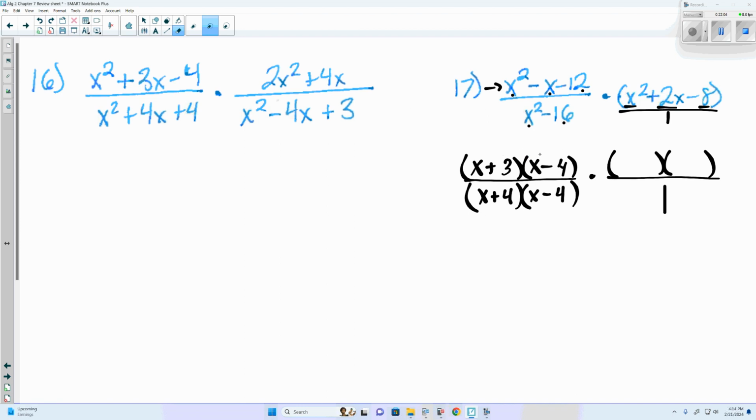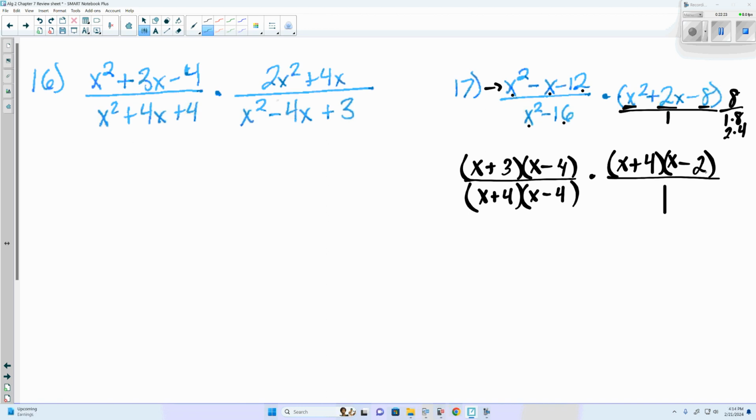So we get this set up here. Now we still need to factor the x squared plus 2x minus 8. Since the third term is negative, our signs are opposite. Only factors of x squared are x and x. Now our factors of 8 are 1 and 8, 2 and 4. So I'm going to pick 4 and 2.